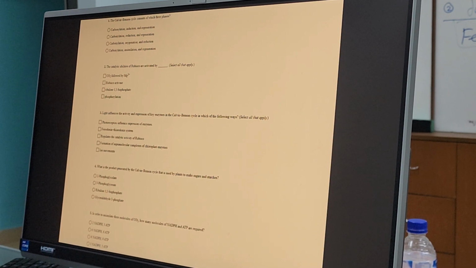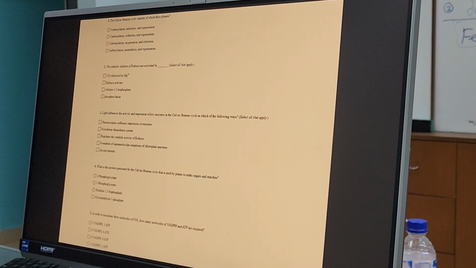Number 2, the catalytic abilities of Rubisco are activated by... You just learned this. Which one? A, B, C, D. You can tick more than one. A. Is it correct? Correct. B? C and D? No. In fact, C inhibits because it's a sugar. What's the other one? Xylose. Okay, phosphorylation? No ATP is needed in the carboxylation phase, right? That's another phase. So the answer is A and B.